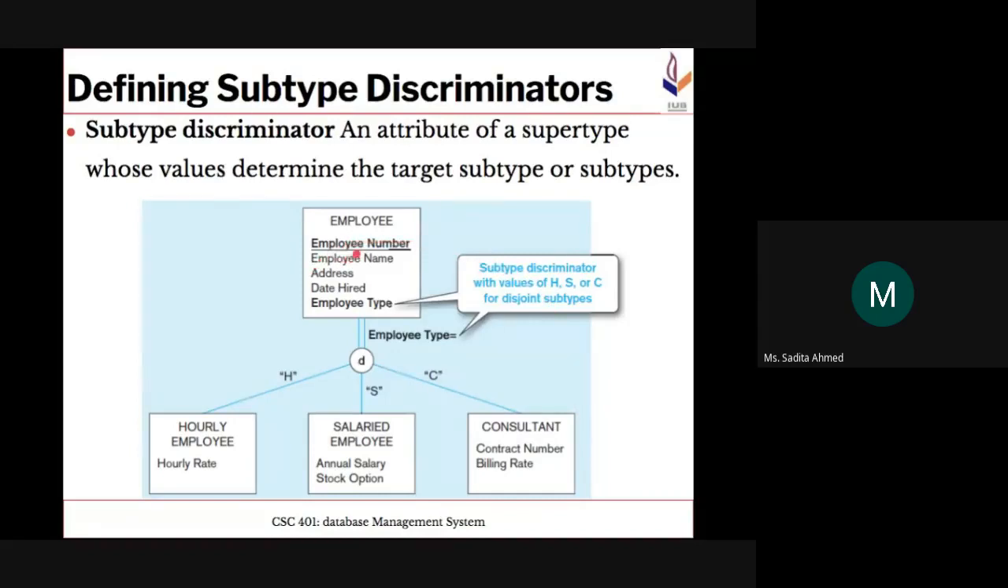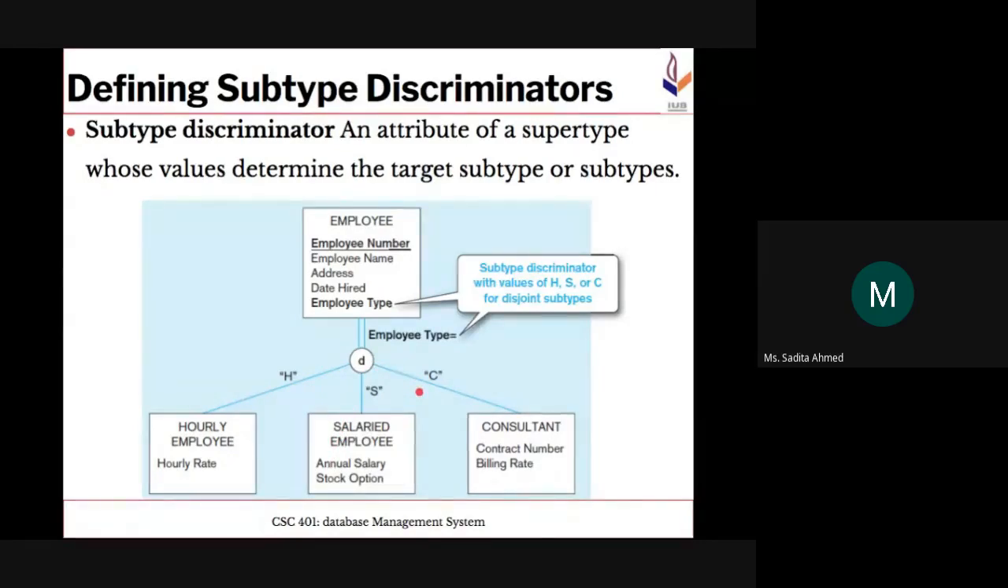An employee instance cannot belong to multiple subtypes at the same time. একজন employee যদি hourly employee হয়ে থাকে, সে শুধুমাত্র hourly employee. একজন employee যদি salaried employee হয়, শুধুমাত্র salaried employee. There will be no overlap. So that's why this works. H stands for hourly, S stands for salaried, C for consultant. এখানে যদি overlap থাকতো, this wouldn't work.